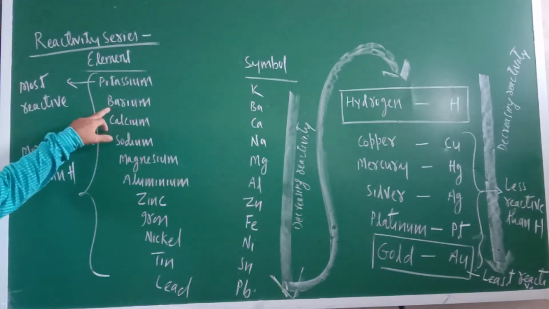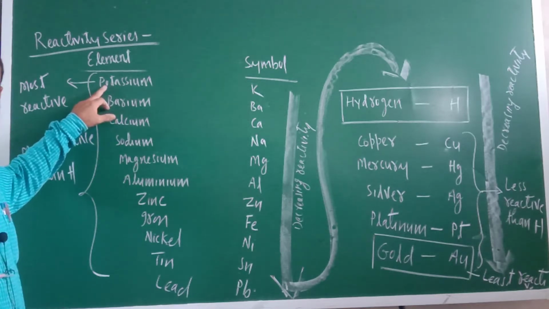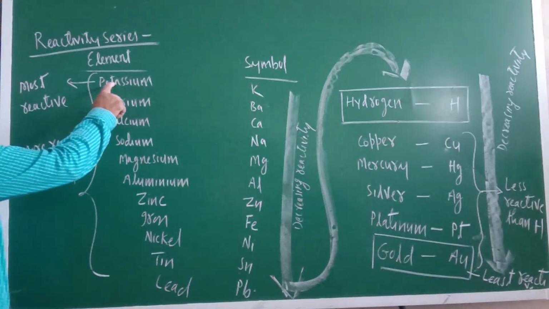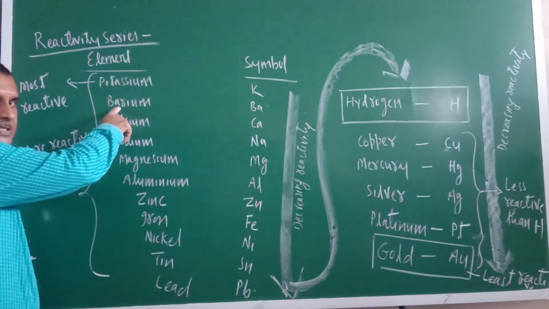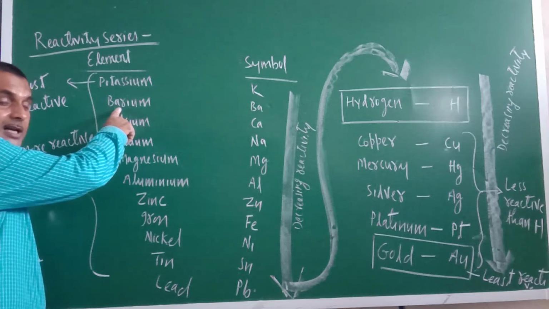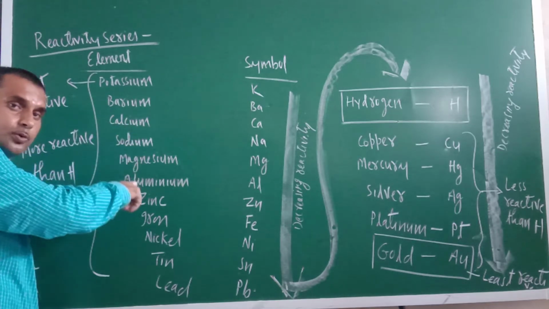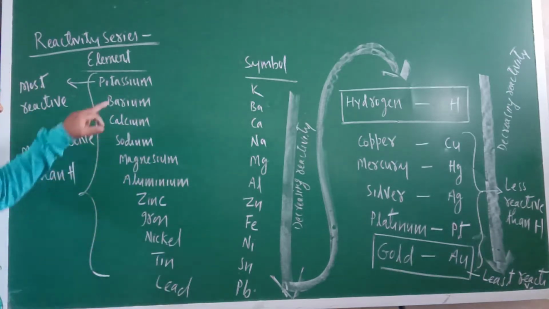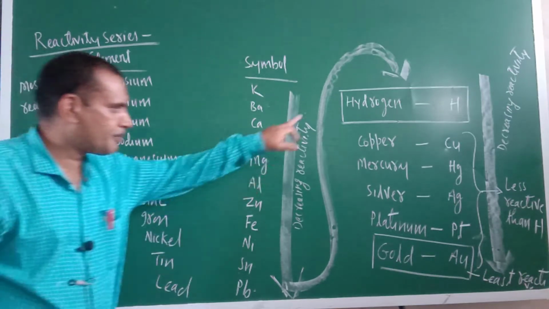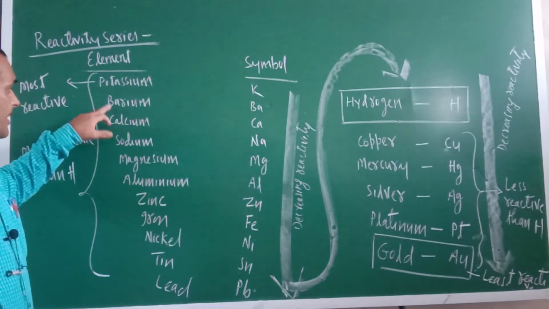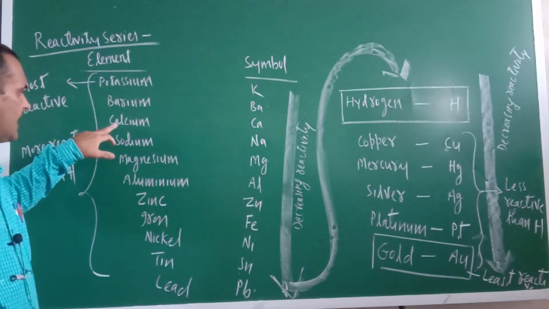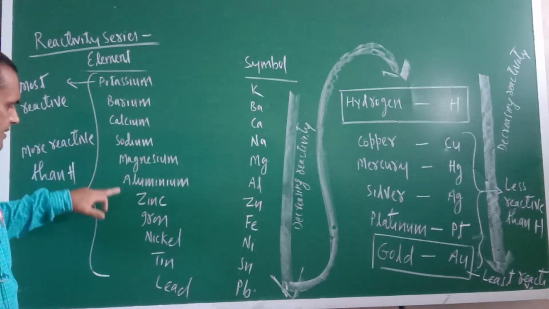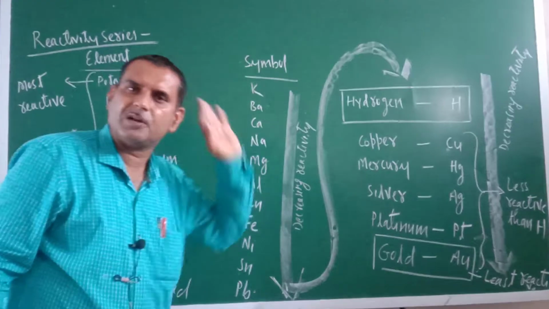But barium cannot displace potassium. But barium can displace all these. This means a metal can displace all those metals from their salt solution which are placed below it. Barium can displace all those which are placed below it, but barium cannot displace potassium. Similarly, calcium cannot displace barium and potassium, but calcium can displace all those metals which are placed below it.